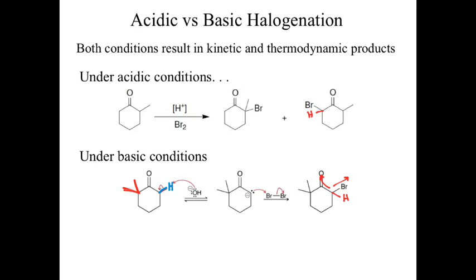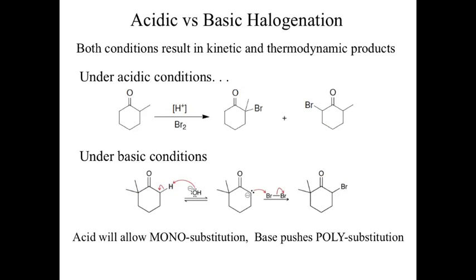We've seen issues like this pop up before. What does that mean? That means under basic conditions, you will almost always see polyhalogenation. Acidic conditions will allow for monosubstitution, but we're almost always going to see polysubstitution in the case of our base conditions, because our product, after a single halogenation, becomes more acidic than we started with. So we end up seeing more reactions happen under base conditions.